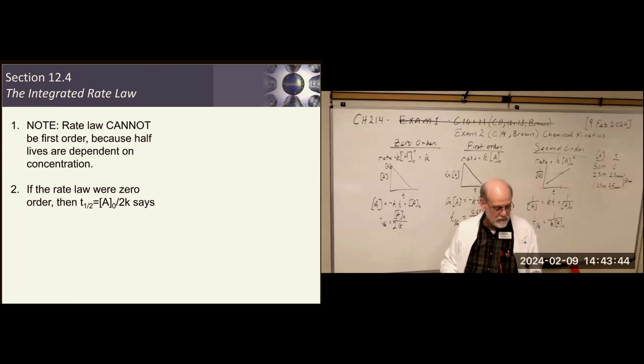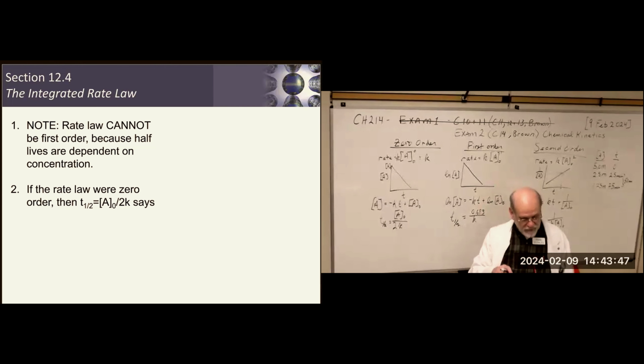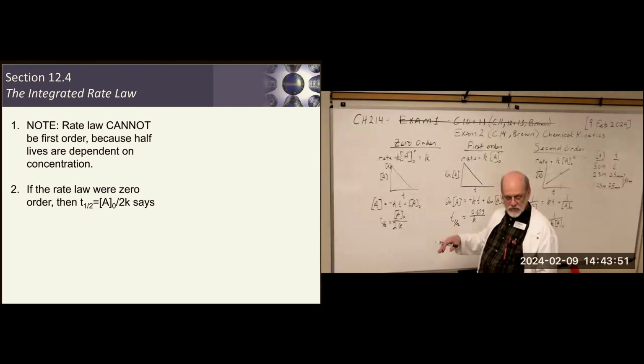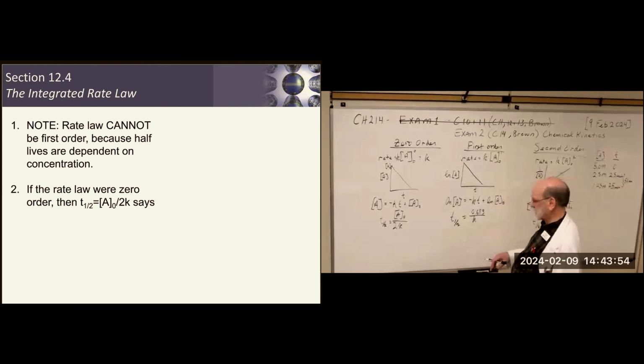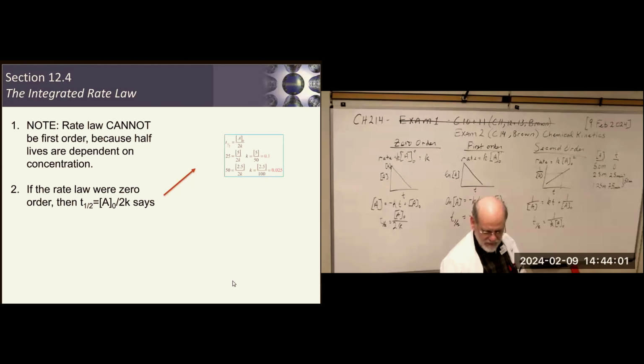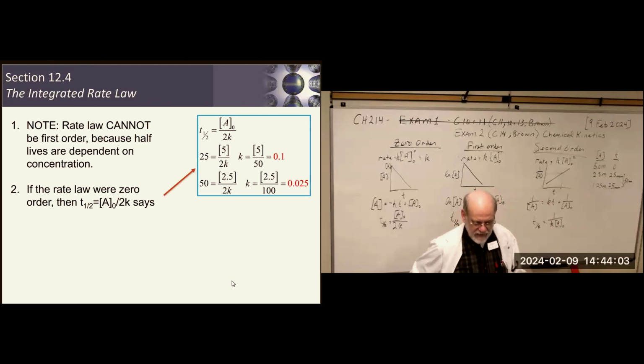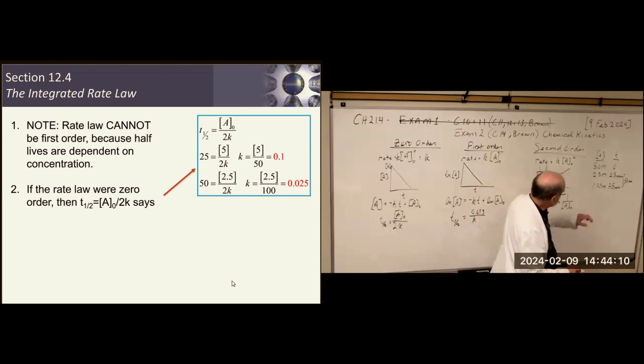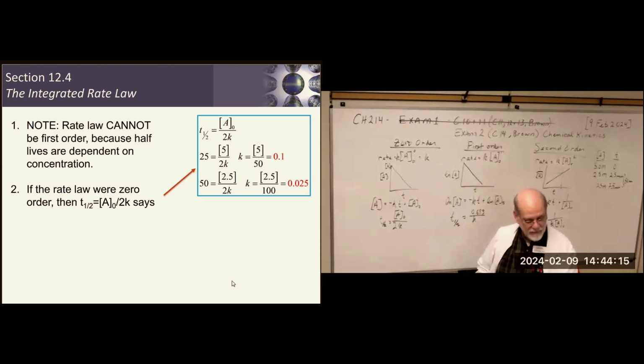So if the rate law were 0 order, then the half-life would be A0 over 2K. Right? Okay, I think it's going to be calculated here, so I don't have to write it. So we take that and we calculate the K value based upon the half-life. We use 25 minutes and the initial concentration of 5, plug it into that half-life, and we get a K value of 0.1.